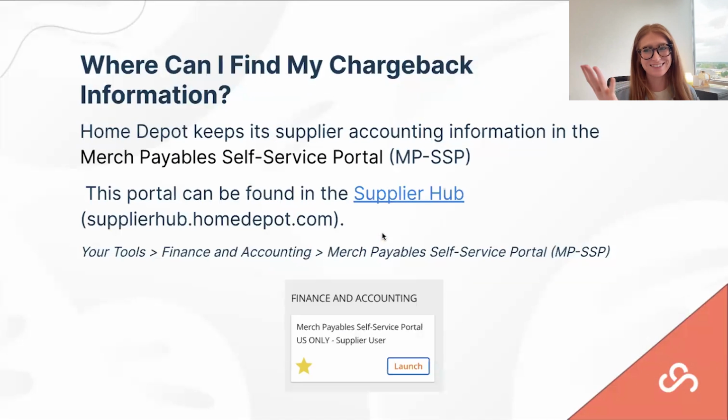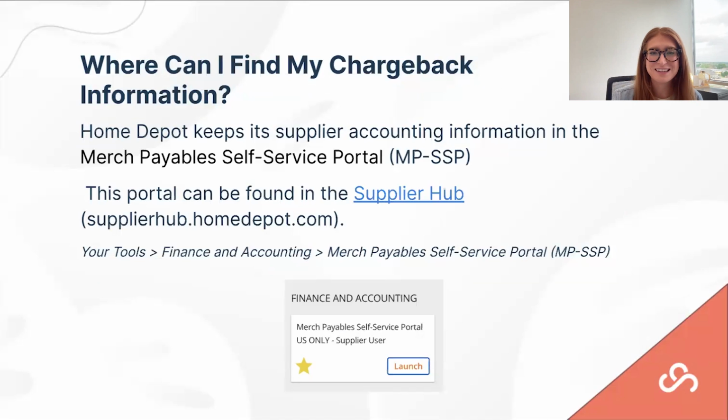So again, something we're all probably familiar with, but where can you find your chargeback information? Once you log into Supplier Hub, you should have access to the Merchandise Payables Self-Service Portal, long name MPSSP, but that's where you'll find all of your AP deductions, as well as your unpaid invoices and returns, all of that good stuff. It's an orange app.